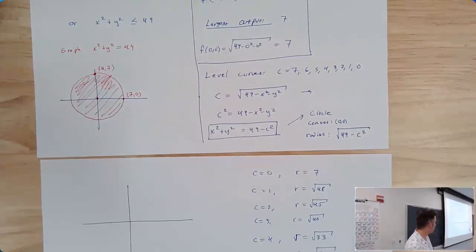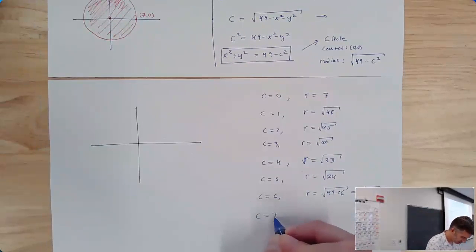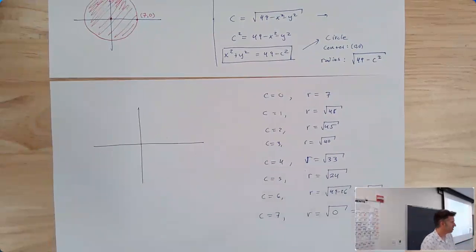I don't really want to do C equals 7, I mean, I could, but here's what you get. C equals 7, your radius is the square root of 0, and the circle with radius 0 is just a point. So that'll be the top of the thing, because that's the highest level. C equals 7, we've gone all the way up to the highest height we can get.